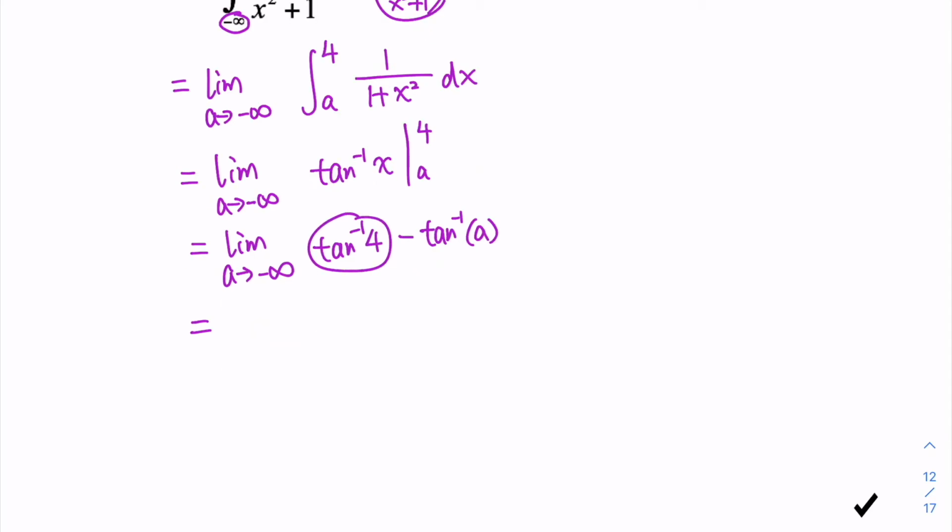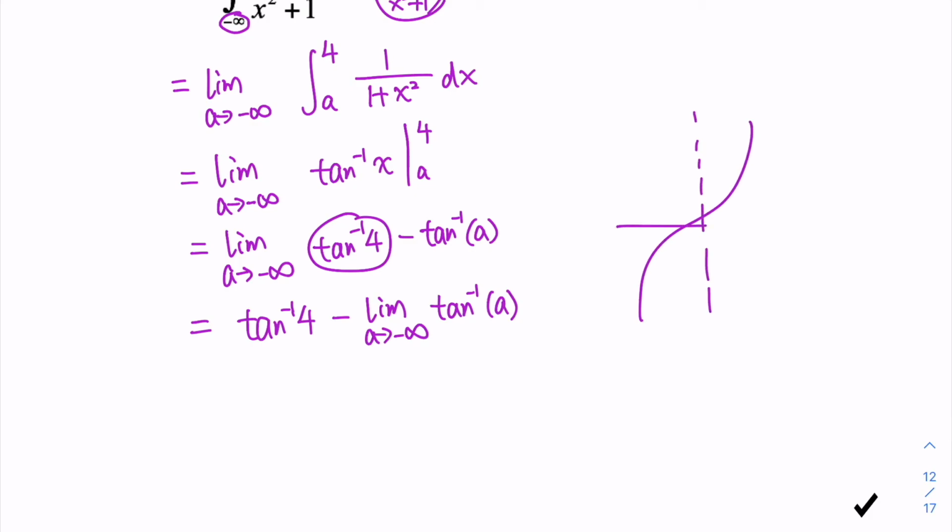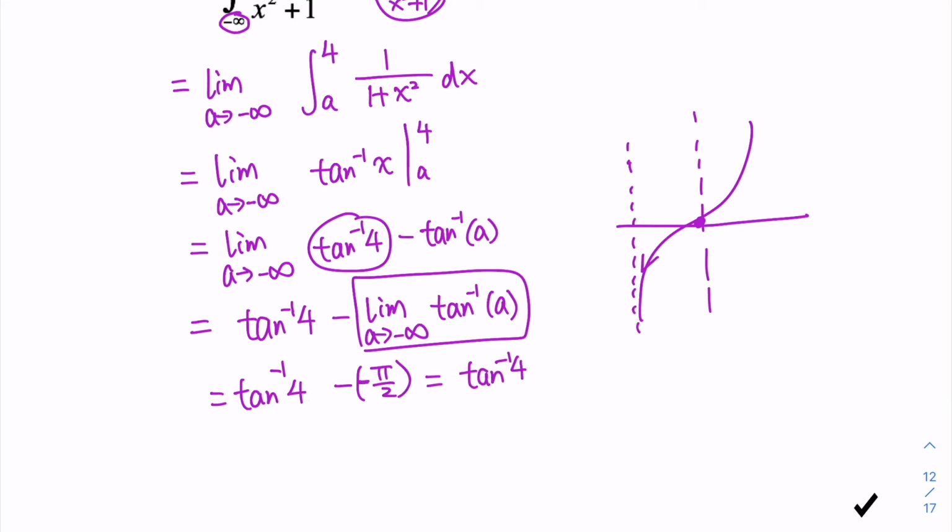So this is a constant, so we can take it out. It has nothing to do with the limit. Minus limit a goes to negative infinity, tangent inverse of a. As we know, tangent inverse gives us an angle between negative pi over 2 and pi over 2. So tangent of what gives you negative infinity? So this value is tangent inverse 4 minus negative pi over 2, which is plus pi over 2. So it converges. This is the answer key.